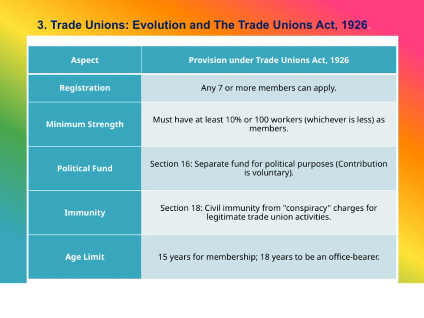Finally, on age limits, a person can become a member of a trade union at 15 years old, but to hold an office-bearer position, they need to be at least 18. This ensures that leadership roles are held by individuals with a certain level of maturity. Overall, these provisions of the 1926 Act laid a strong foundation for protecting trade union rights and regulating their activities, aligning with the broader theme of workers' rights and organized labor.